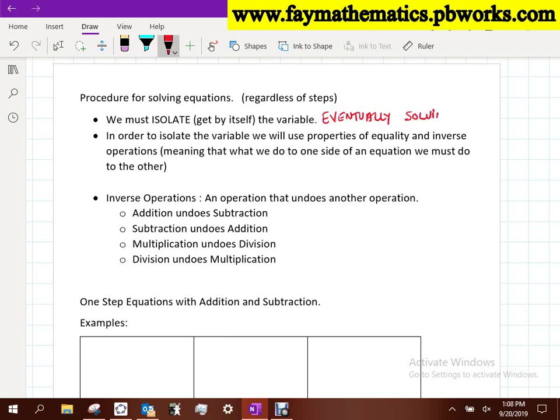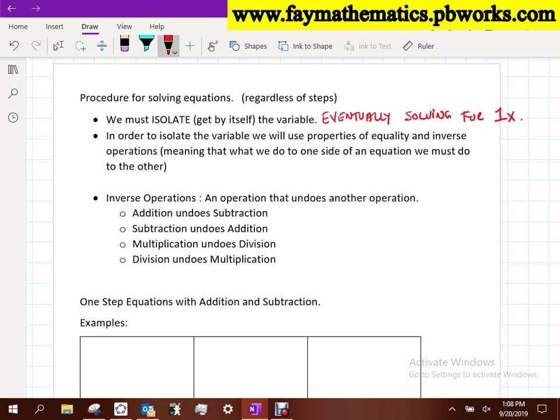So we're going to say eventually solving for 1x. Okay? Trying to solve for 1x. All the things that I teach you here in a little bit, or remind you of, I think you know a lot of this. You're trying to get 1x by itself. Okay? And these steps, these procedures are going to help us do that.